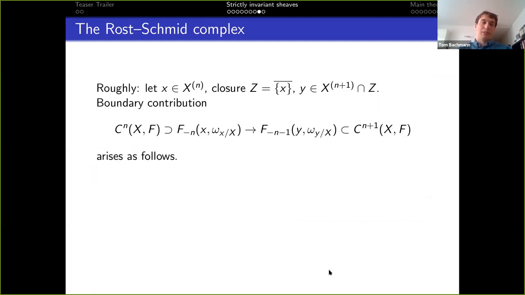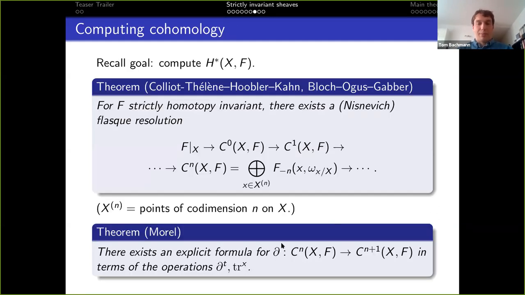So maybe this boundary map here is called the Rost-Schmid boundary, because there's this important work by Markus Rost on cycle modules, and he says, if you start with something called a cycle module, whatever that is, then you can write down a certain complex, which you can use to compute some cohomology.